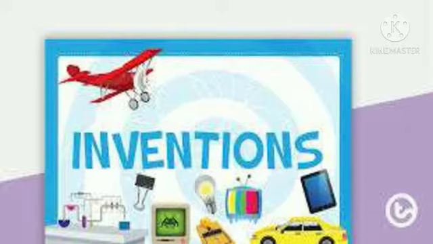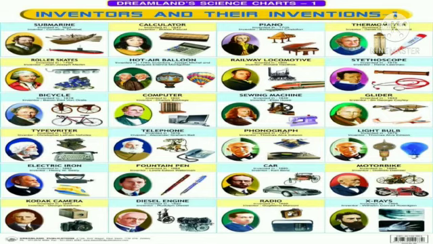Scientific instruments are the instruments that are used by scientists and other professionals to measure something. Now, look at this chart. Here are a few examples of the great inventions and their inventors.